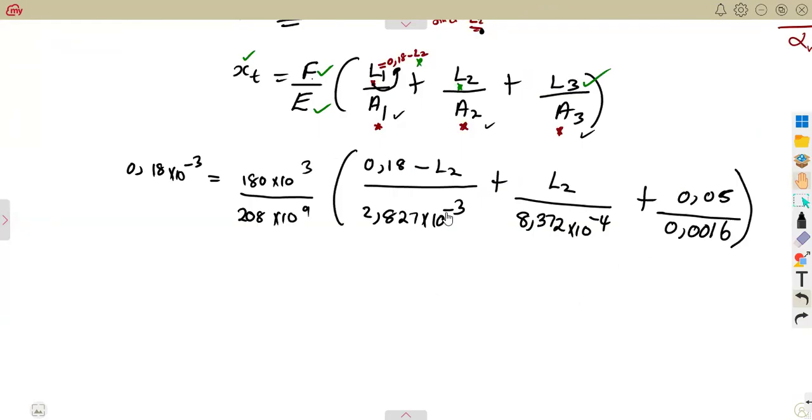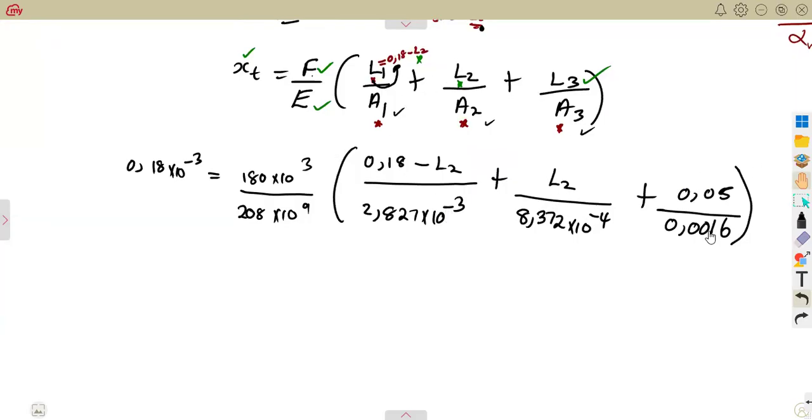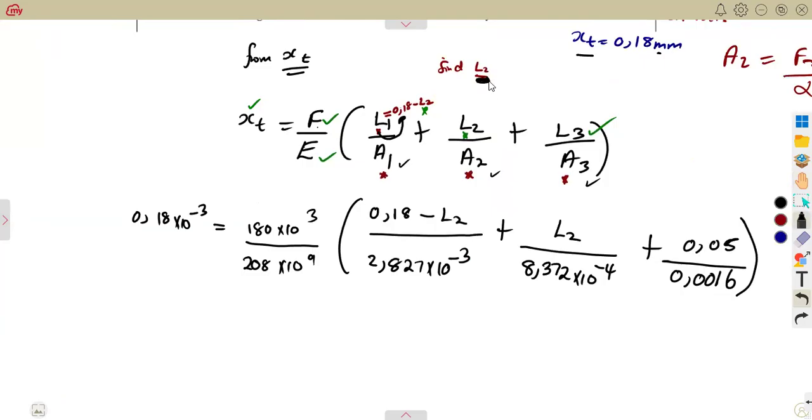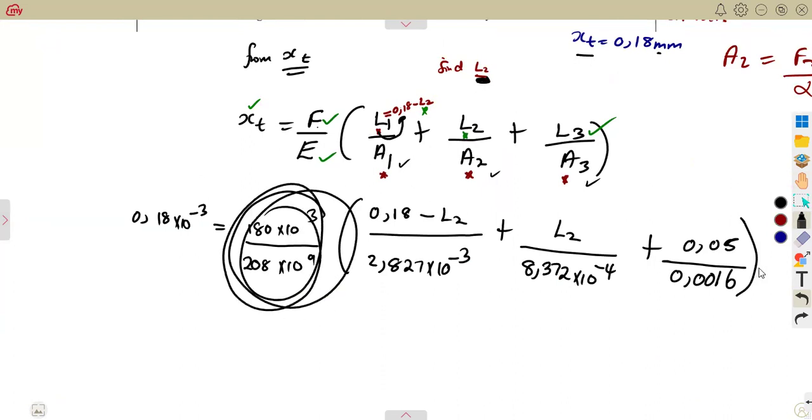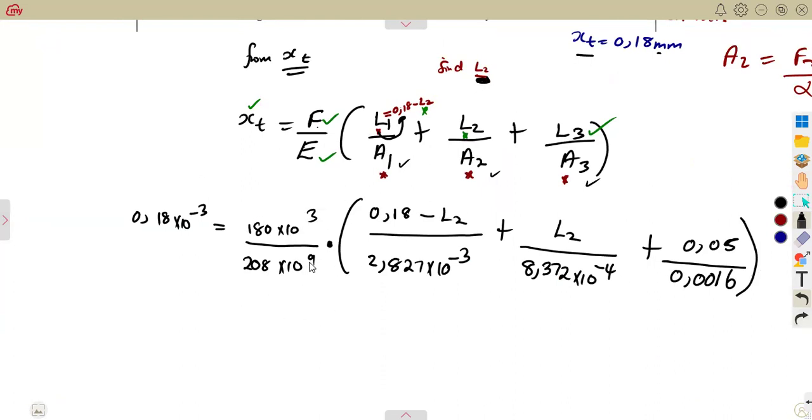So they want us to use that extension. So we need to calculate L2. Remember, that's our part, L2. So what are we going to do now? Let's get rid of this because it's under a multiplication. You can simply cross multiply by this, then you divide by 180.